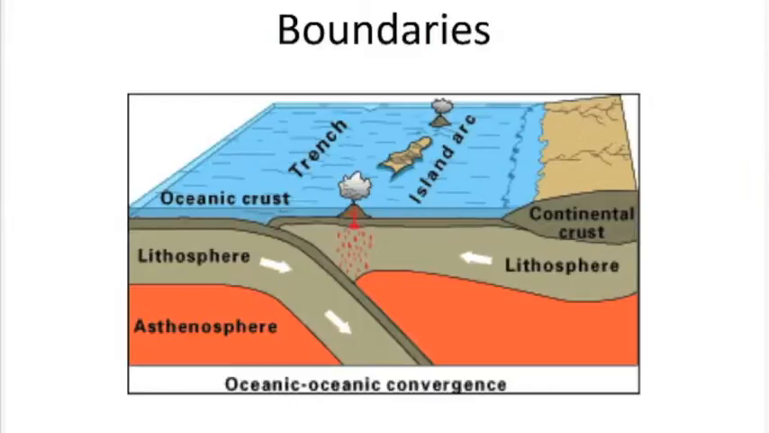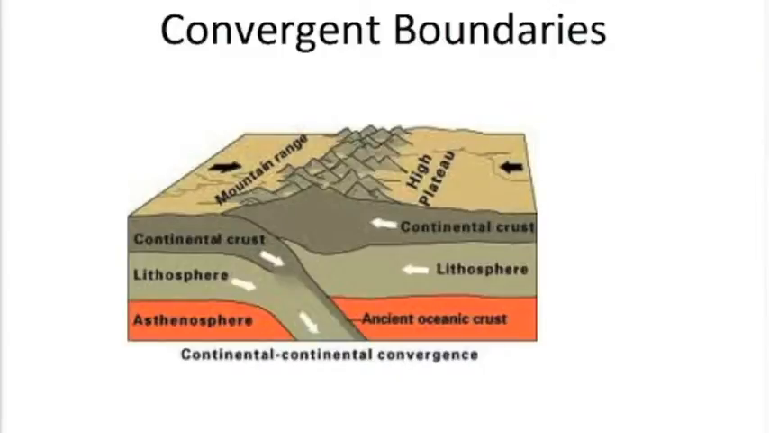An oceanic convergent plate boundary occurs when two oceanic plates collide against each other. This creates a sea trench and the building of volcanoes. A continental convergent boundary occurs when two continental plates collide. The heavier crust slides under the lighter crust. This type of plate boundary creates mountain ranges.